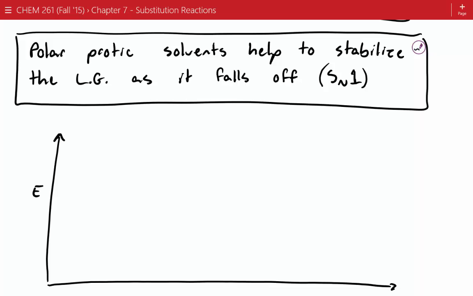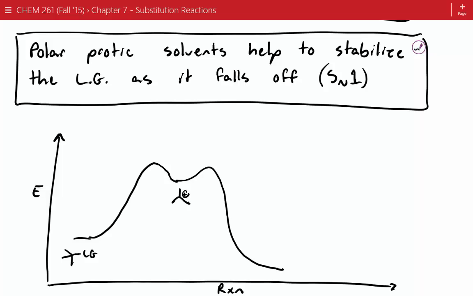So I've got energy on this axis, reaction here. I've got my starting material here, and I'm going to draw just a generic SN1 starting material with our leaving group. And what will the reaction coordinate diagram look like? Two humps. It'll look like a camel. So we go up to our first transition state, down to our carbocation intermediate, and then it'll go down to our product, right? So we've got our product right here with our nucleophile.